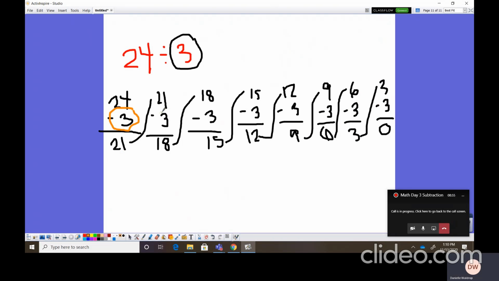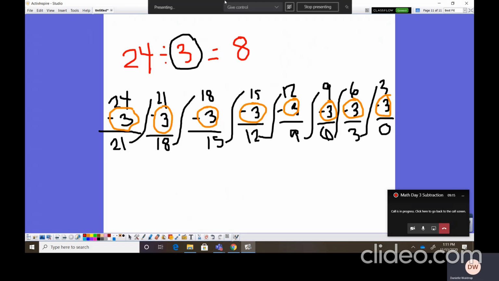So I'm going to go 1, 2, 3, 4, 5, 6, 7, 8. I was able to take 3 away 8 times. So I know that that is my answer, my quotient. 24 divided by 3 equals 8, which means I can take 3 away 8 times.